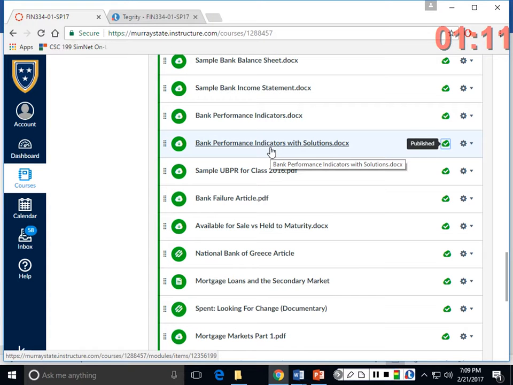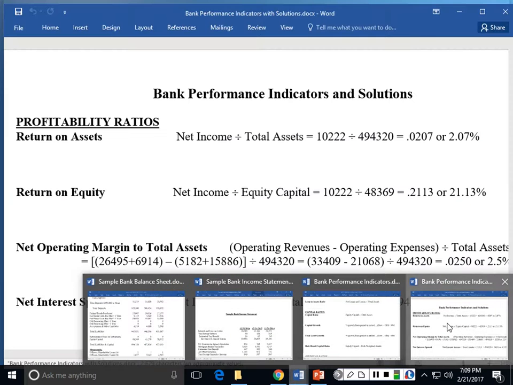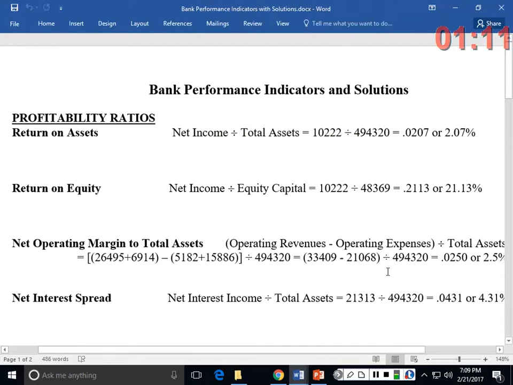Now what I want to do is pull this up and talk about these ratios really quickly, because I want you to understand what they're telling you, and some are a little bit easier to understand than others.